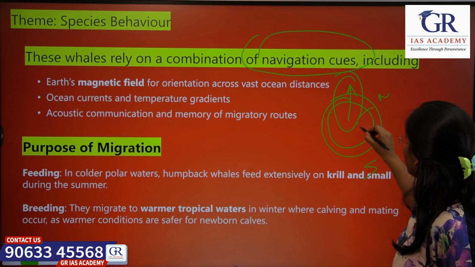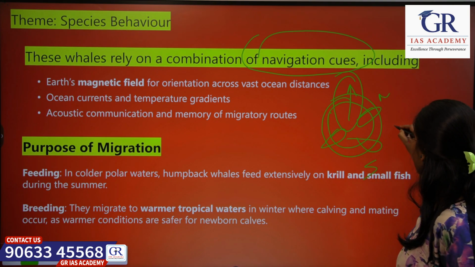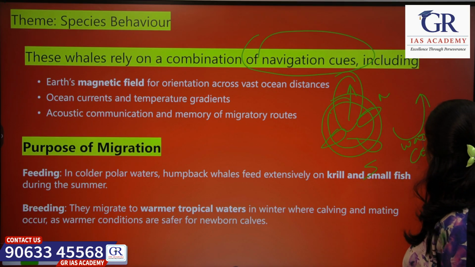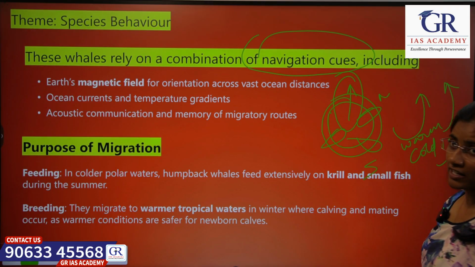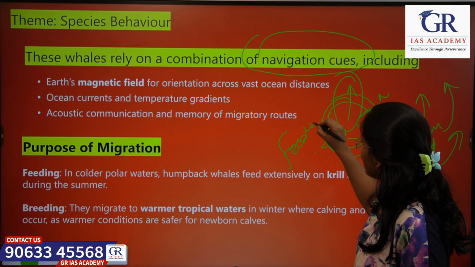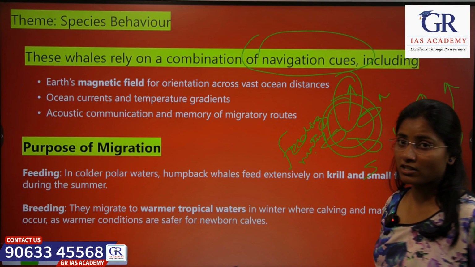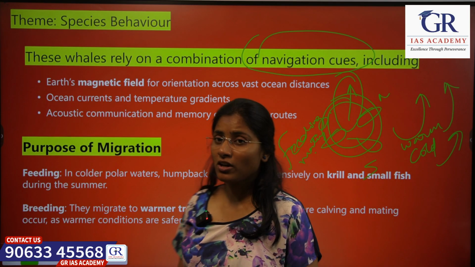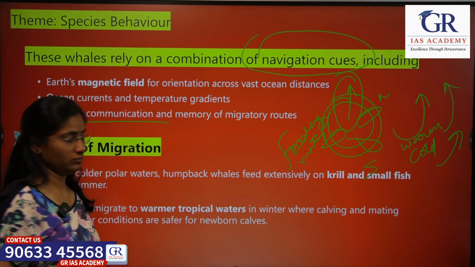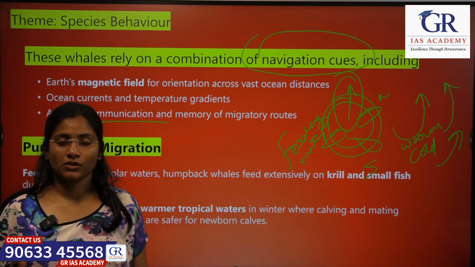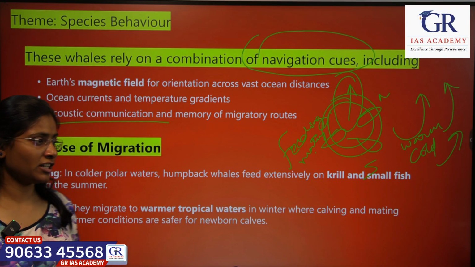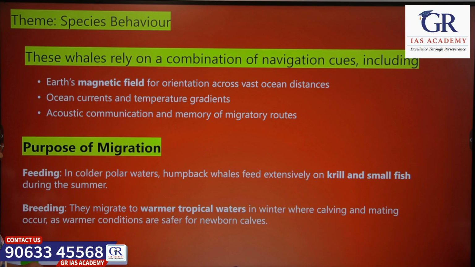And they can also identify the movement of ocean currents, that is warm ocean current and cold ocean current, right? They can identify the directions of the current and follow them whenever needed, for both feeding and mating habits, for breeding grounds for their calves. They also have communication technology where they use sounds, and they have memory of routes. They have so much memory power to travel from one place to another, and every year they do that, not one time, and they don't forget.